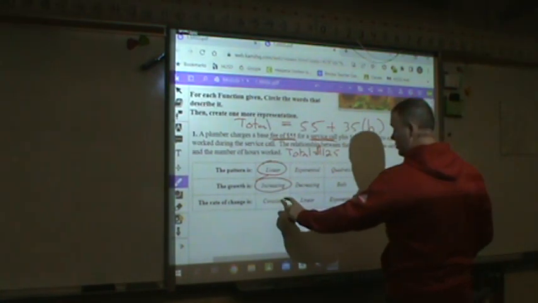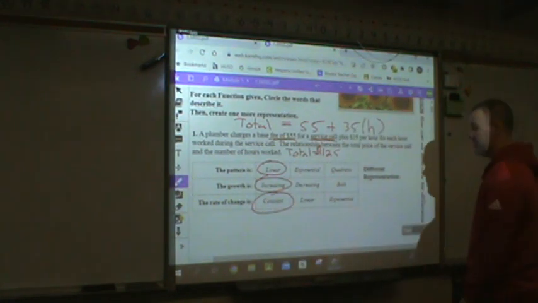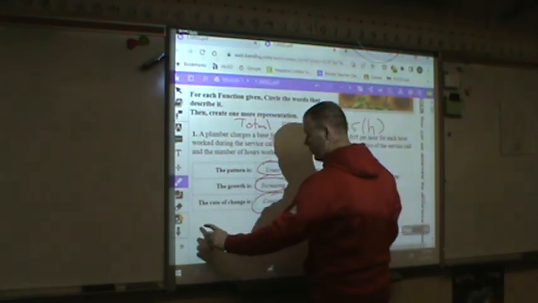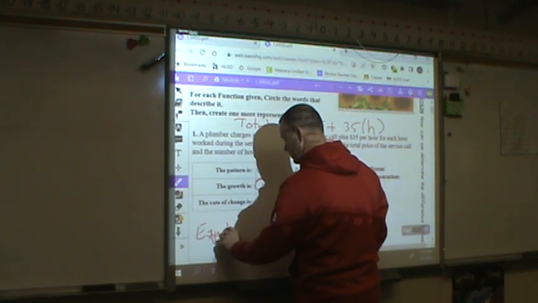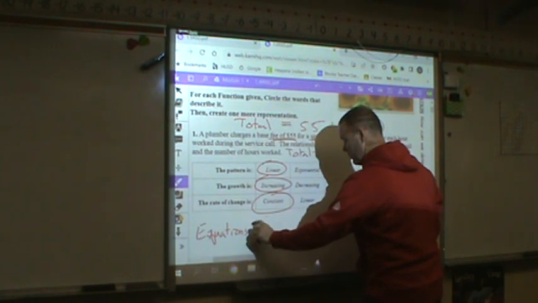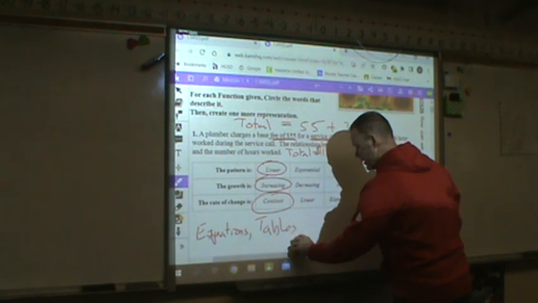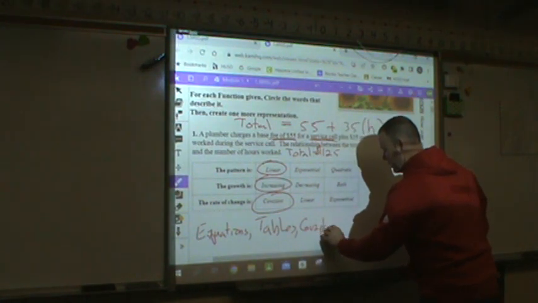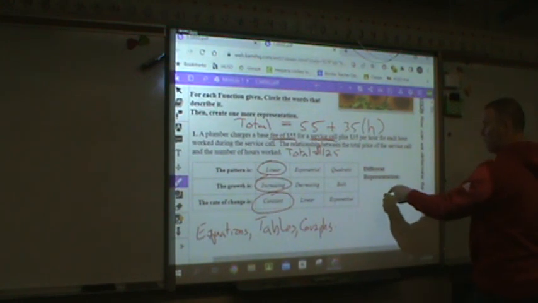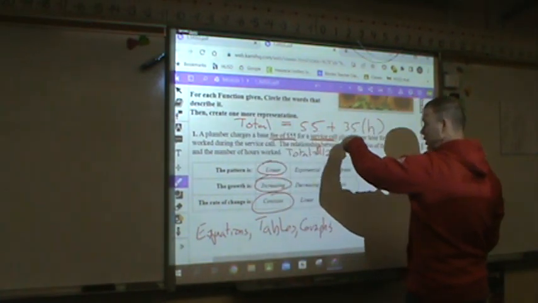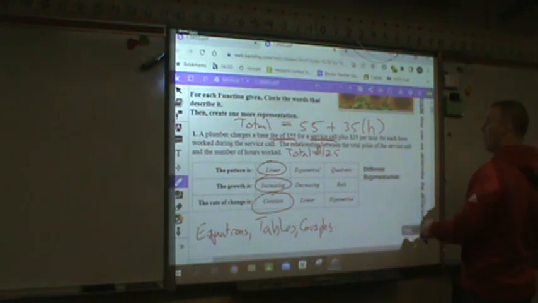What is the rate of change? The rate of change of a linear function is constant. And down here at the bottom, remember, we talk about equations, tables, and graphs. That's how we describe these three functions. Well, give me a different representation than this wording right here. We pretty much have come up with that.